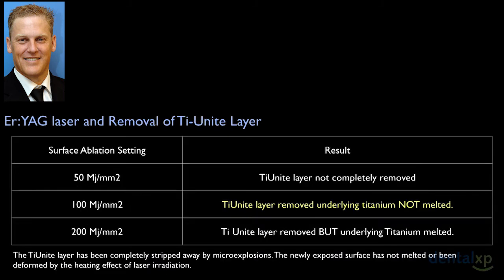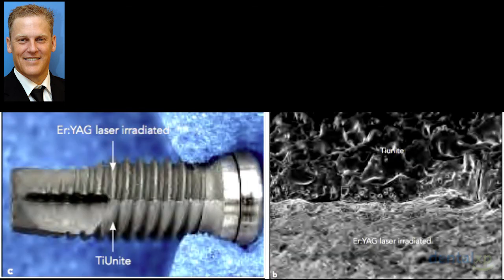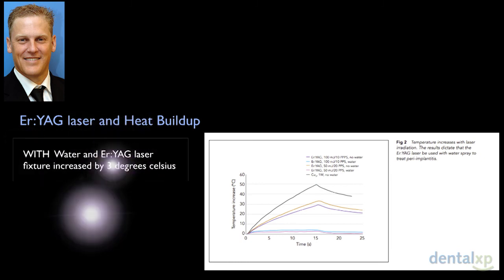What they found is that at minimal settings, the TiUnite was not completely removed, and high settings would actually damage the titanium. But in the yellow, the middle setting would actually remove the TiUnite, but not damage the underlying titanium. And you can see this both in a macro view on the left, where the erbium YAG surface has been used to remove the TiUnite, and on the right-hand side, it was confirmed by the SEM studies.